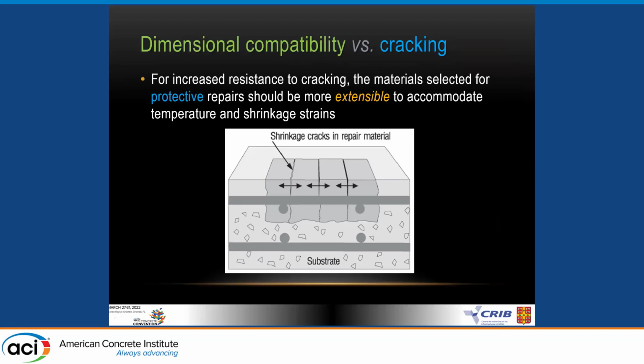Let's talk a little bit about protective repair. In that case, what we need when repairing is a material which is able to adapt without cracking, which means it needs to undergo the different strains, such as shrinkage and thermal strains, without undergoing stresses that become too high and create significant cracking.